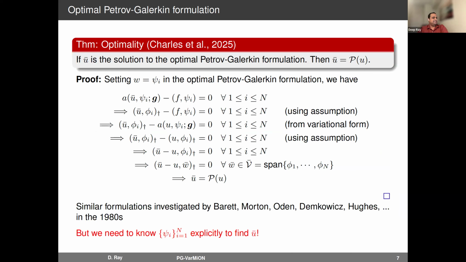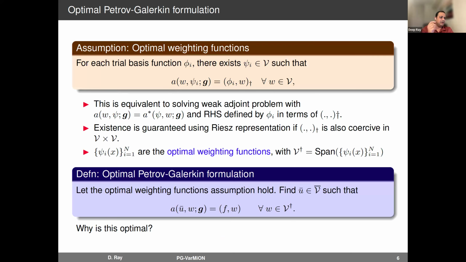And in fact, this and similar formulations have been investigated by a lot of people since the 1980s. And there have been a lot of advantages of using this optimal Petrov-Galerkin formulation, especially over standard Galerkin formulations, which can fail in certain scenarios. But now we have a method to recover our optimal solution, right? The projected solution. We can just find the solution of this optimal Petrov-Galerkin formulation. This is a finite dimensional problem.